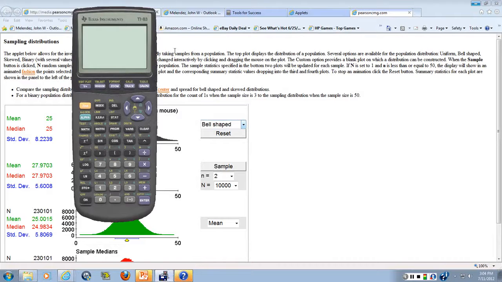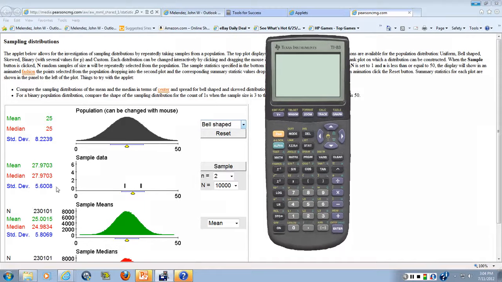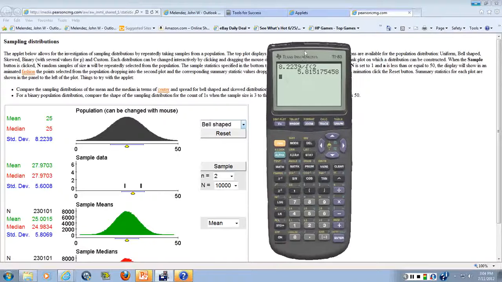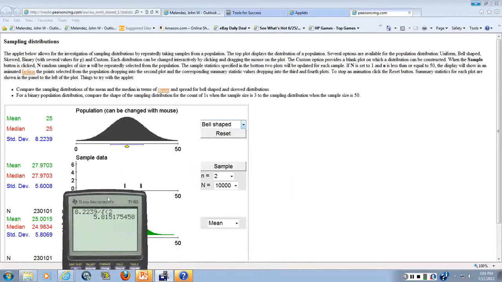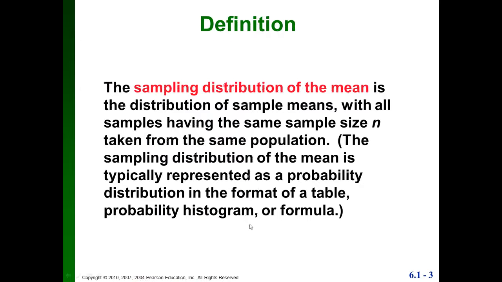Now, if you take the population standard deviation, in other words, this one right here, of 8.2239, and you divide it by the square root of 2, because our sample size was 2, you're going to get something close to 5.8069. They're going to be close to each other. Now, that's basically what the theorem is saying right here.